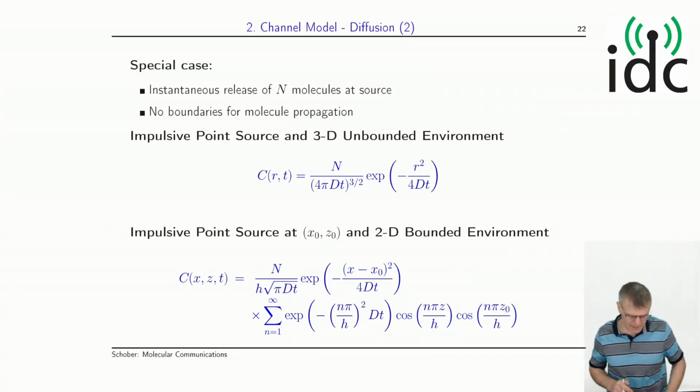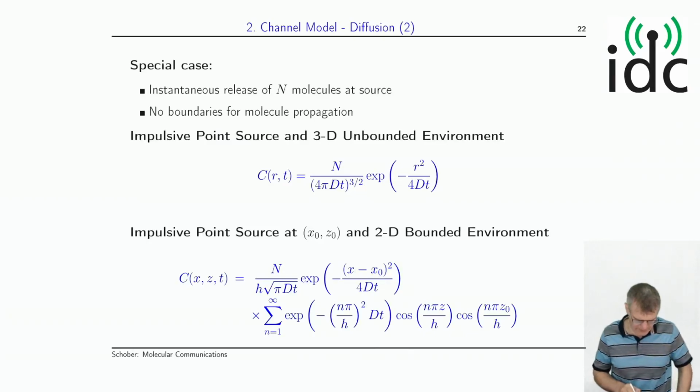And in this case, you get a very simple expression for the concentration of the molecules, which is given here. Right, so where N is the number of molecules, D is the diffusion coefficient, t is the time, and r is the distance from your point source. Right? And what do we see? Well, it's a simple equation, but with respect to time, we will see that the concentration first increases and then it decreases.